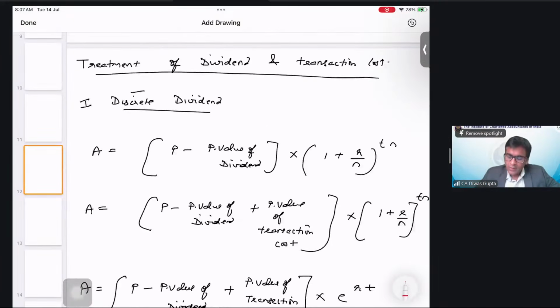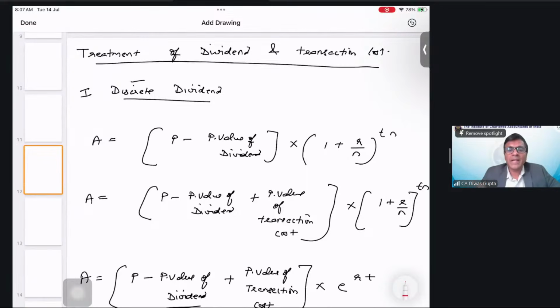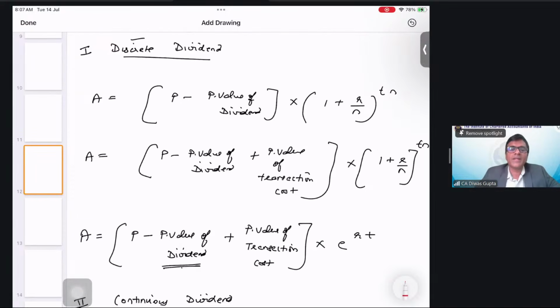Okay. Now there is some added complexity from dividends and transaction costs. What are they? One, definitely there is a discrete dividend. That means the dividend is expected to be paid.